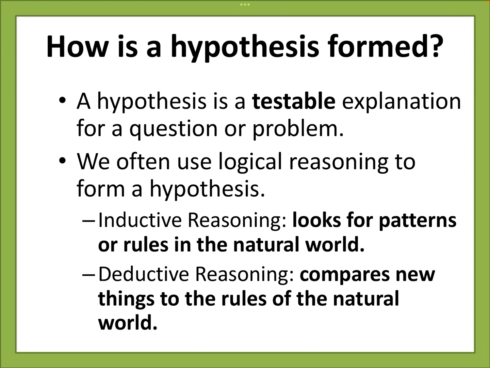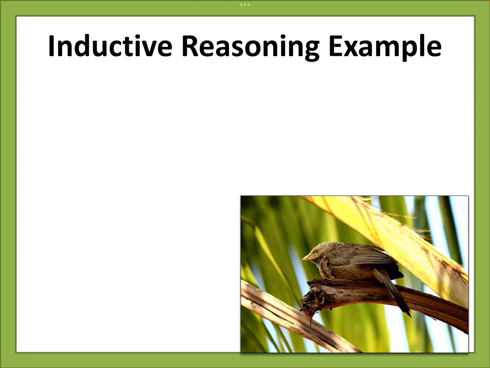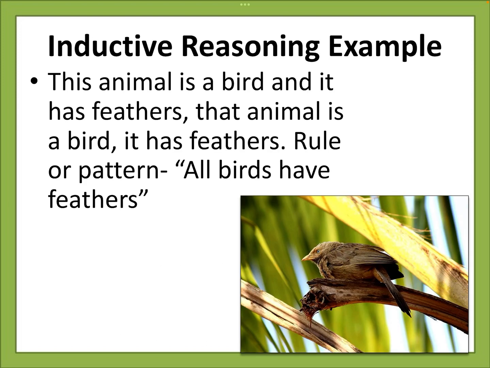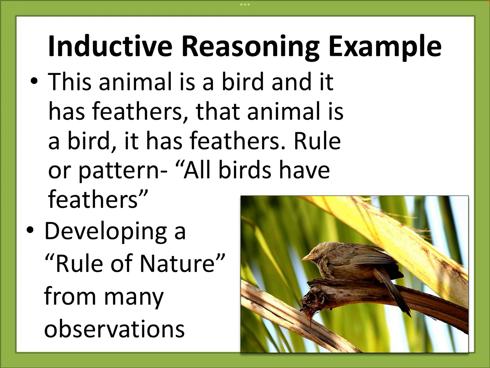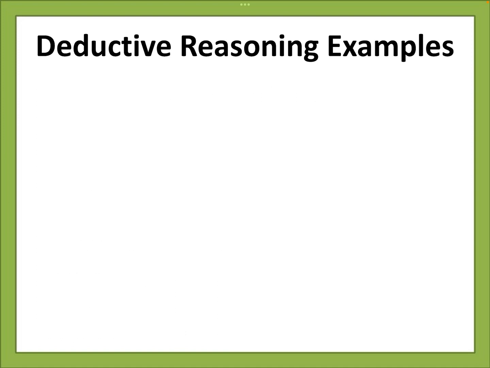There are two types of reasoning that we have. We can have inductive reasoning, which looks for patterns or rules in the real world, or deductive reasoning, which compares new things to the rules of the natural world. An example of inductive reasoning is this animal is a bird and it has feathers. That animal is a bird, it has feathers. The rule or pattern is all birds have feathers. This is inductive reasoning. We're developing a rule of nature after many observations.